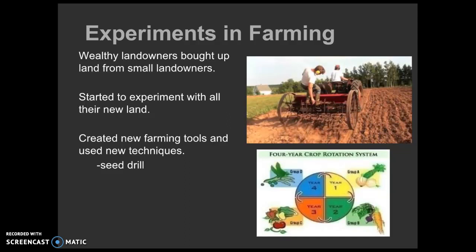The seed drill is that machine up there where it actually plants each seed in a little ridge or row in the ground, and it makes sure that the seed goes down into the ground so it takes root. That made it so that a lot more seeds took root and a lot more crops grew.